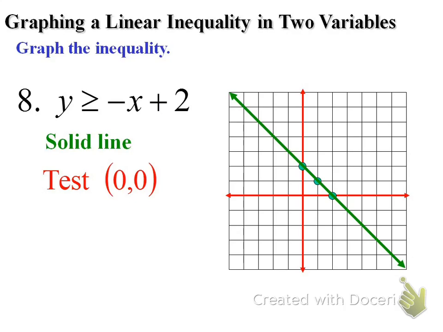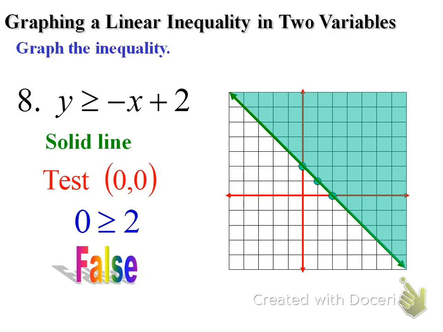If 0, 0 doesn't fall on the line, I would always use it as a test point. It's super easy. You would get 0 is greater than or equal to 2. That's not true. So you will not be able to shade in the region that includes the 0, 0. You'd have to shade in the other region. Or again, like I said, you could just think, where are the y values going to be greater than the line? Y values are bigger as you go up, so we're going to shade above.